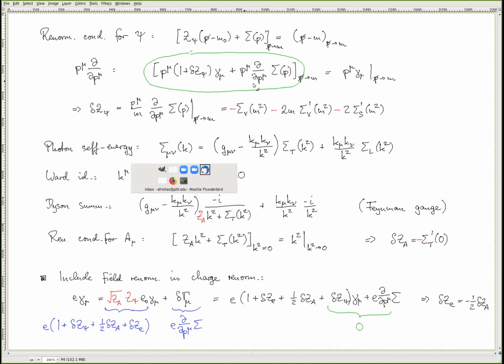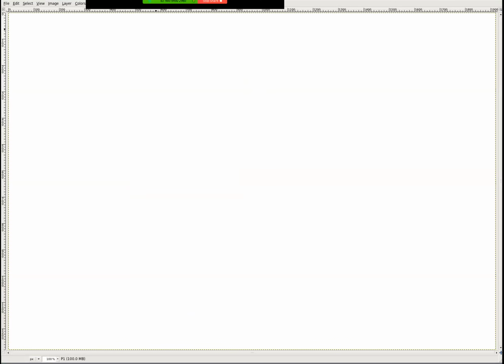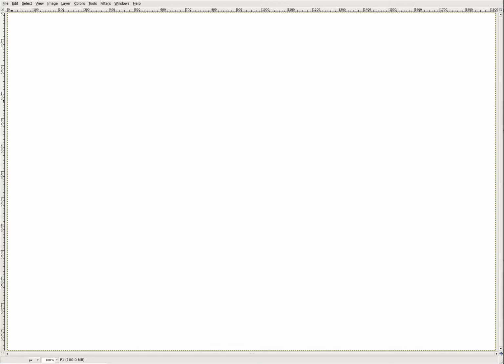Then let's quickly switch screens and go to here. Good. Okay. Did this work? Can people see a blank page? Yes, okay, good. Somehow it doesn't indicate that for me. Good.